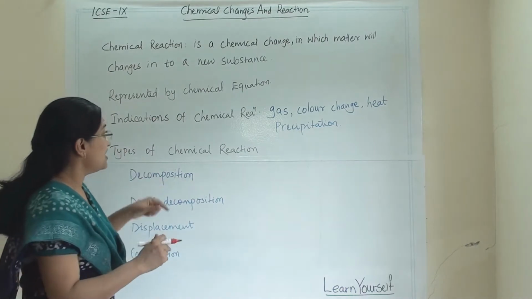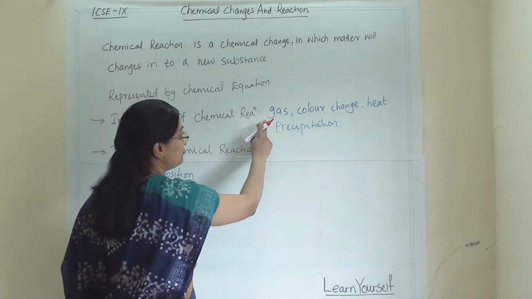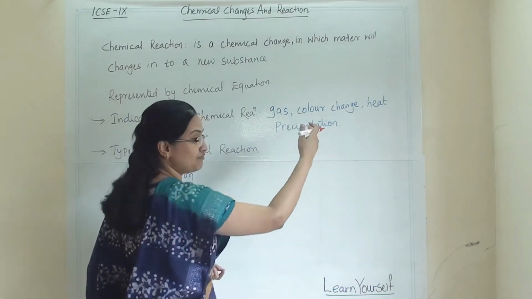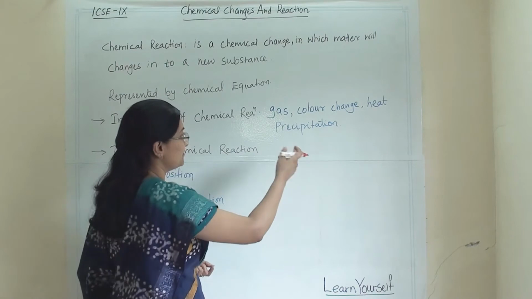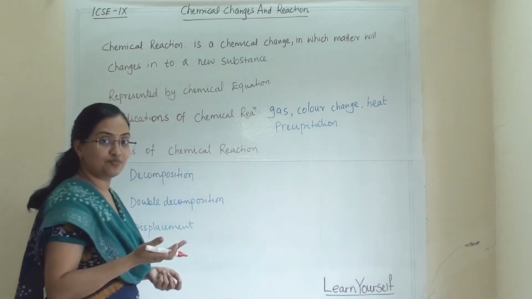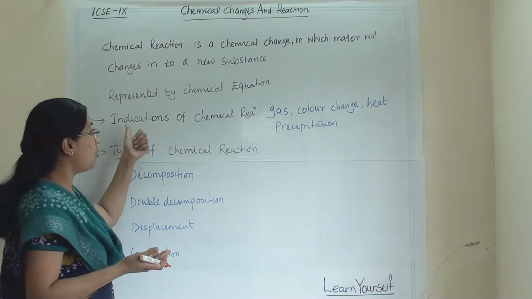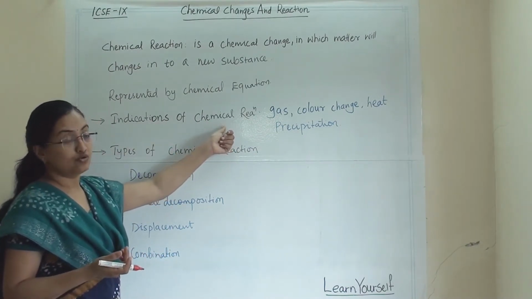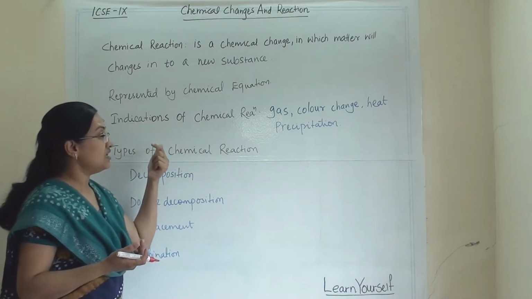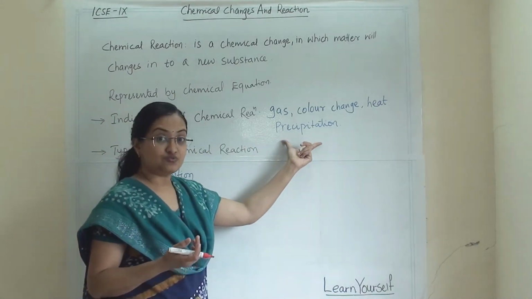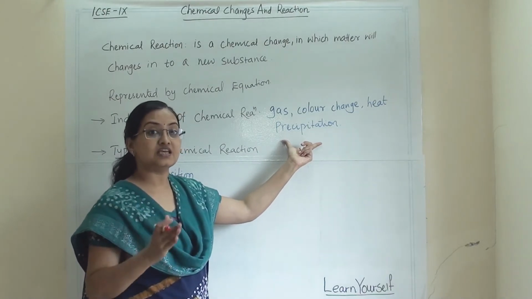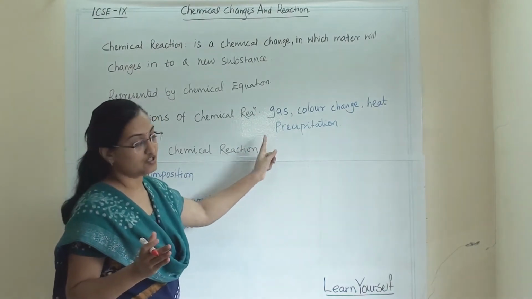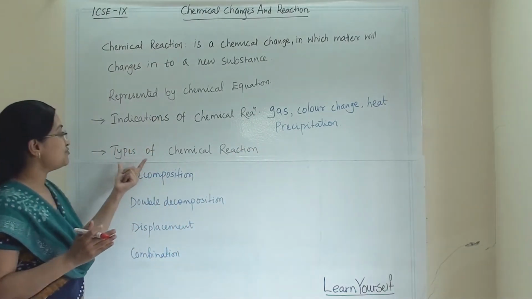So we are going to learn that if there is an evolution of gas, a color change, an evolution of heat or absorption of heat, or a formation of precipitate, then all these things are indications of a chemical reaction. So we are going to study this kind of indication which will show that this is a chemical reaction, and one example for each. Then types of chemical reaction.